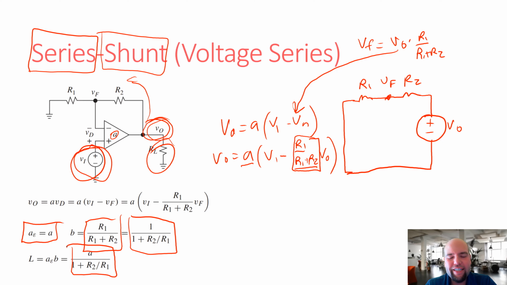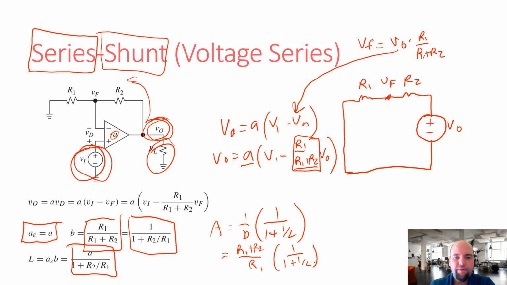So now what is the gain of this amplifier? Well, the gain of this amplifier we know from last time, it's 1 over B times 1 over 1 plus 1 over L. So that's going to be 1 over B is going to be R1 plus R2 over R1 times 1 over 1 plus 1 over L. Okay.